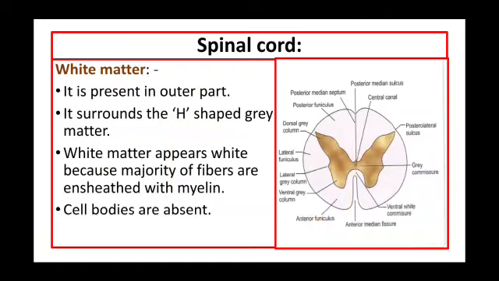Coming to the white matter. So the white matter is present outer, while the inner you are going to find is the grey matter. So this white matter surrounds the H-shaped grey matter. It appears white because the majority of fibers are insheathed within the myelin and cell bodies are absent.